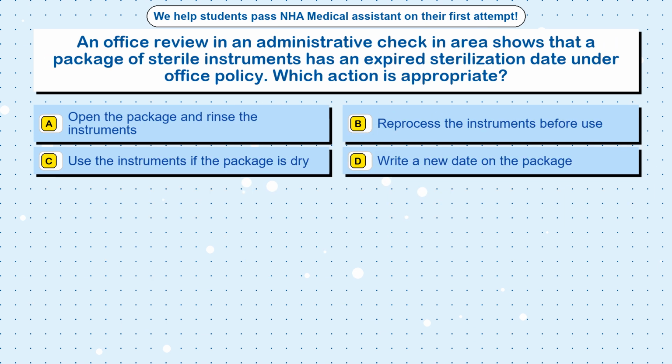Question 28. An office review in an administrative check-in area shows that a package of sterile instruments has an expired sterilization date under office policy. Which action is appropriate? Option A, open the package and rinse the instruments. Option B, reprocess the instruments before use. Option C, use the instruments if the package is dry. Option D, write a new date on the package.